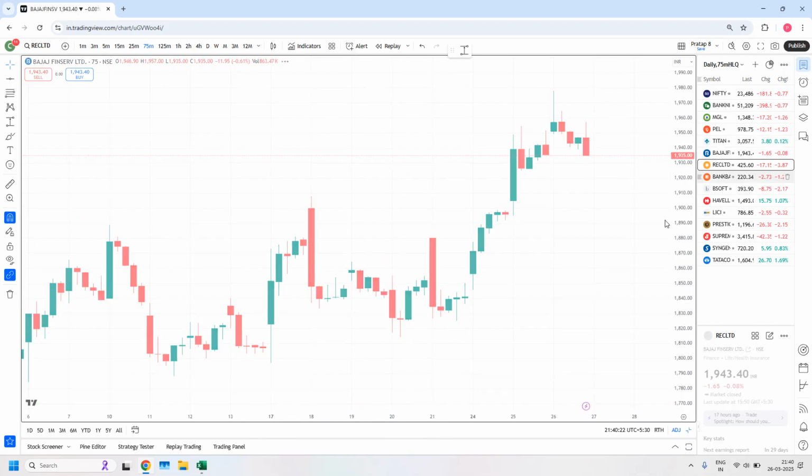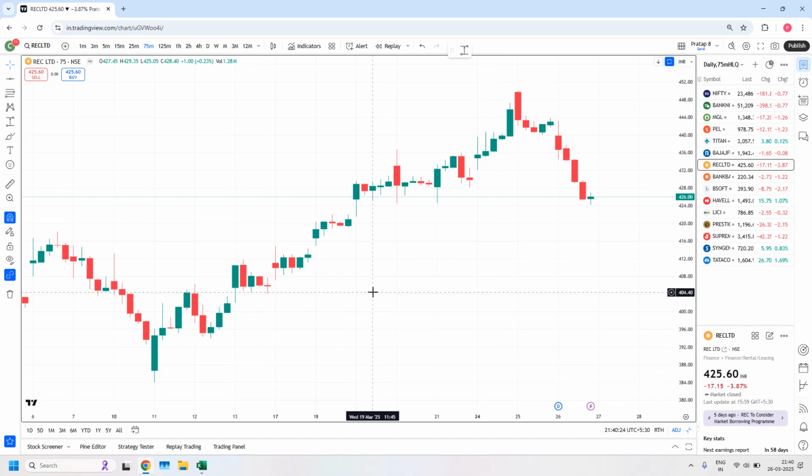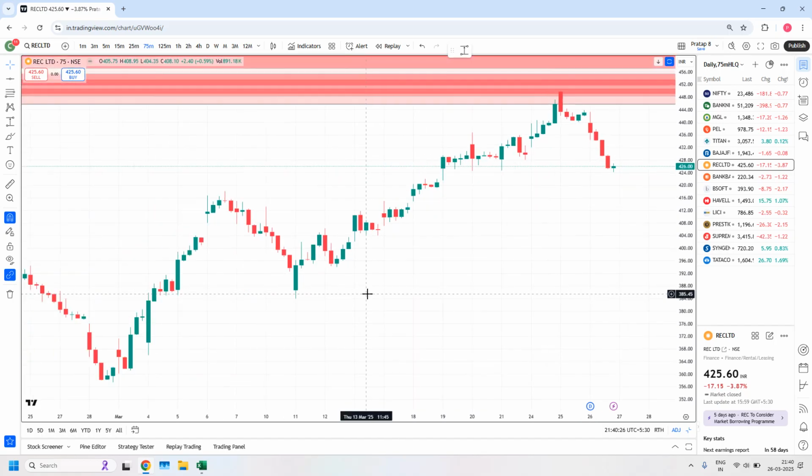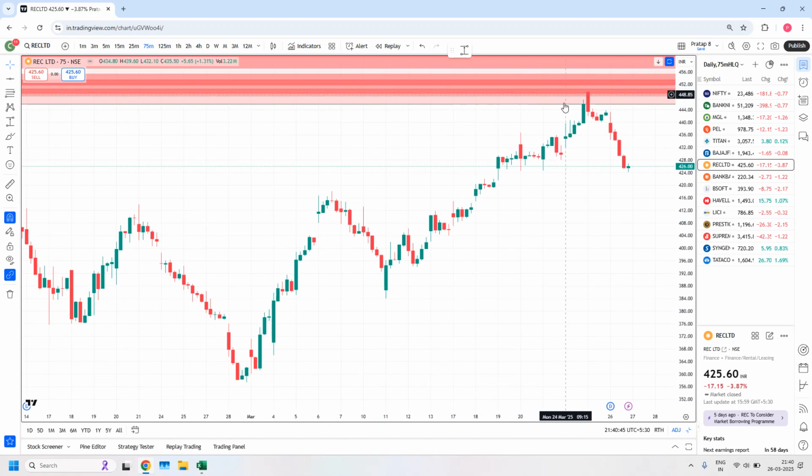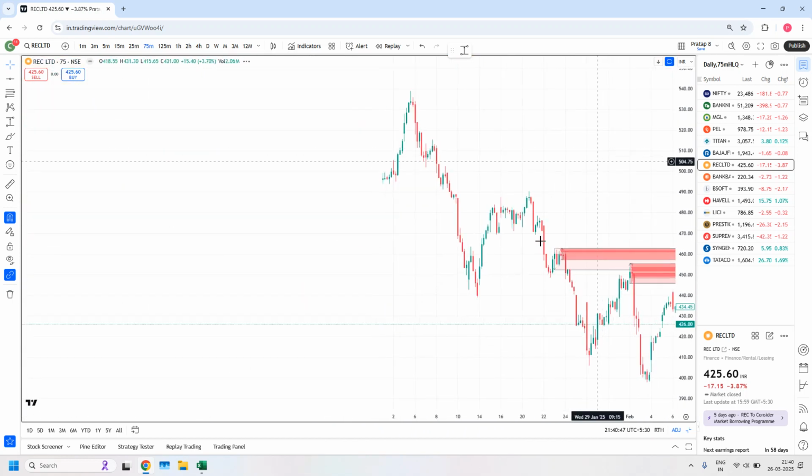Bajaj Finance we discussed, and REC Limited, one important learning here. Did you notice REC Limited today there is a dividend adjustment? Always focus on this. TradingView updates dividend adjustment late. Sometimes it will take more than 24 hours. They update at US timings. See, even now it is not updated. This is the zone drawn previously.